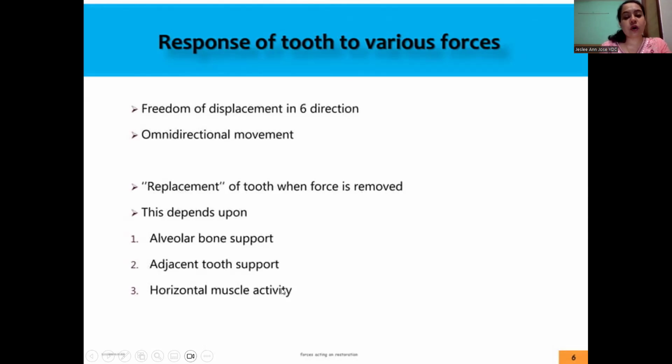Here, when I talk about muscle activity, I mean the muscles of mastication. So if a patient is having a hypertrophic masseter muscle, for example, the patient is going to exert a greater amount of masticatory forces, which in turn will necessitate a greater amount of resistance to the occlusal forces.